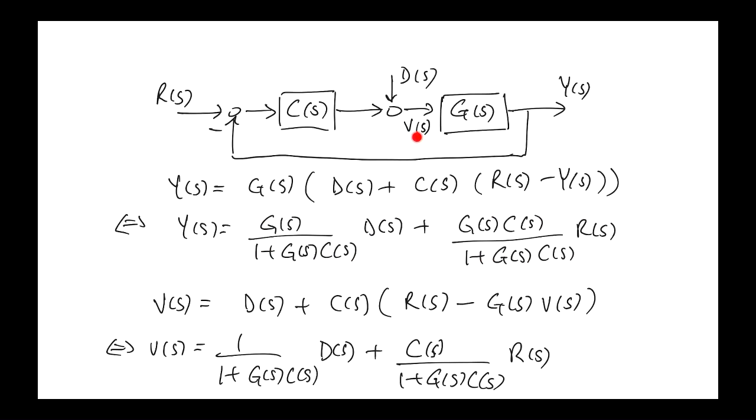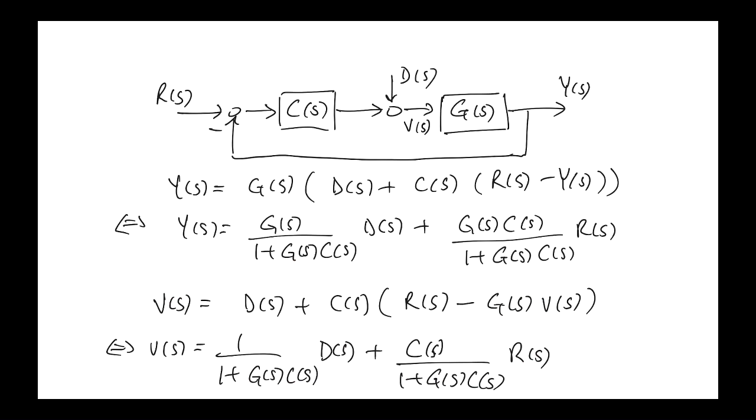Similarly, we can write down an expression for how v depends on the inputs d and r. You follow the same procedure: you read off the block diagram what v is. v is d plus this signal here. This signal here is c times this signal here, so that's c times that signal. That signal there is just r minus y, and y is g times v. Again, taking v on the other side and dividing both sides by 1 plus gc, you end up with this expression here that tells you the relationship between the internal signal v and the inputs d and r.